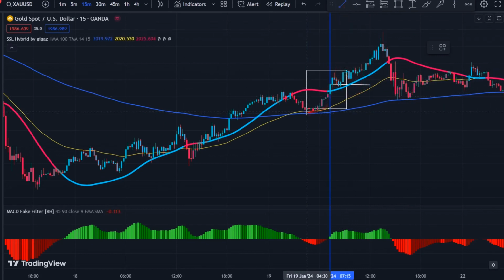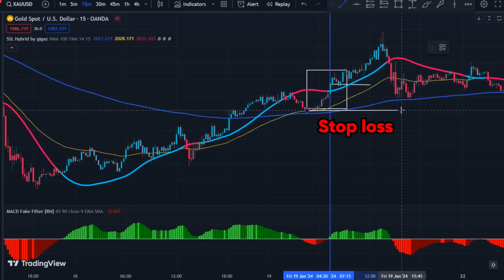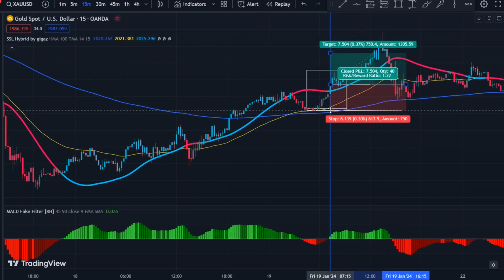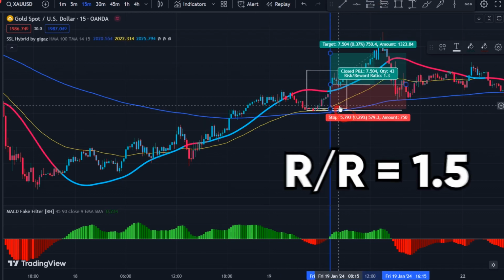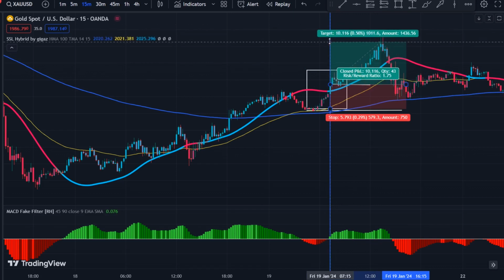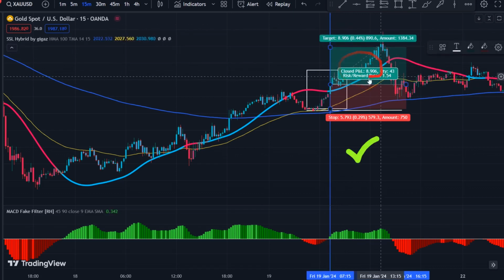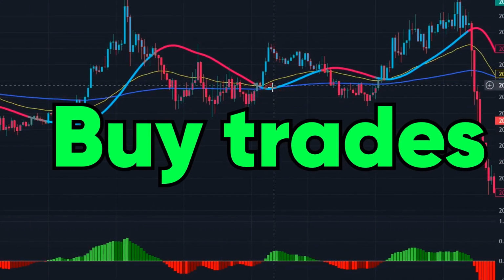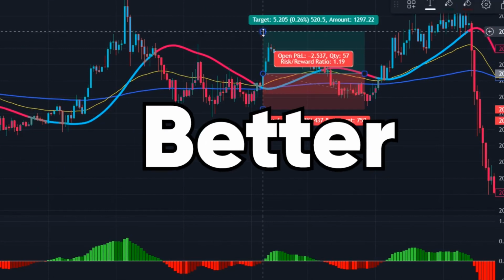For the stop loss, we can consider the last swing low. Our target for the take profit in this strategy is determined, and the risk to reward ratio in this case should be 1 to 1.5. In this case, we wait for the trade to close with a profit. Now, let's look at a few examples of buy trades to understand this strategy better.